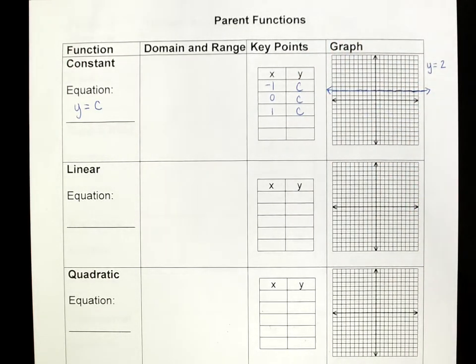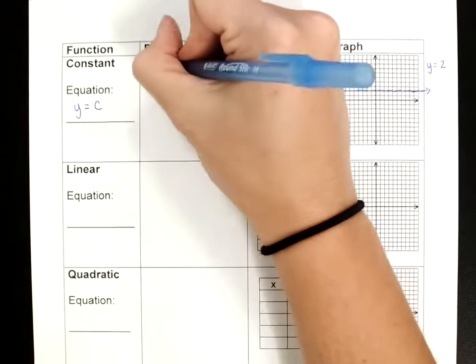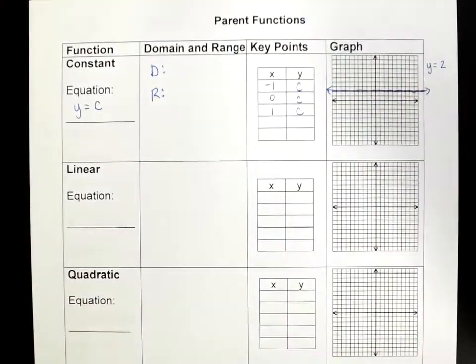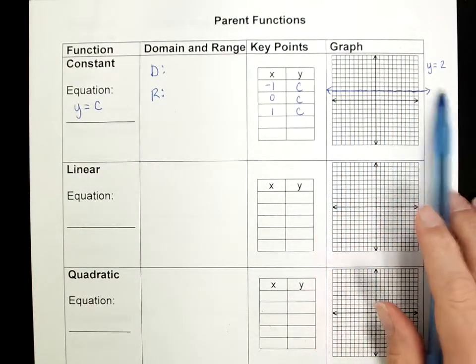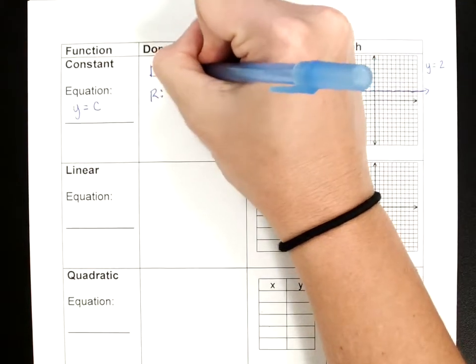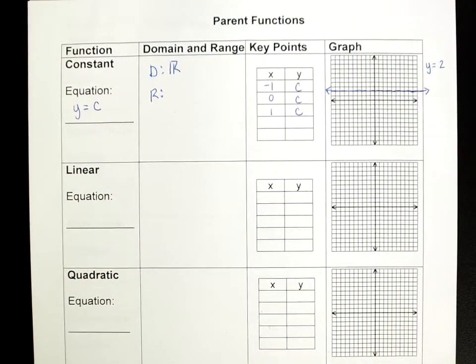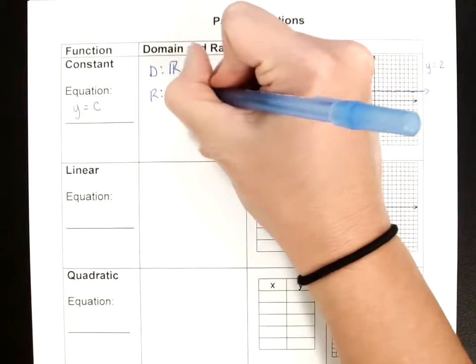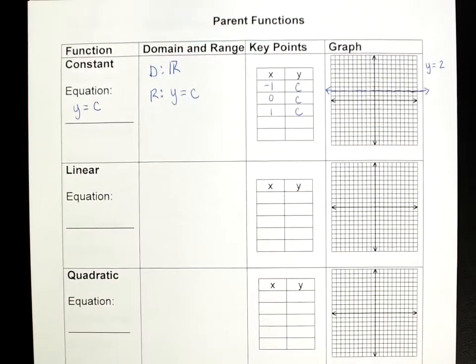If we use this constant equation, y equals c, for our domain and range, remember domain is all your possible x values. Well, x could be any possible number, so remember we say that's all real numbers. For our range, we only have one possible y value. Y is always going to equal c.